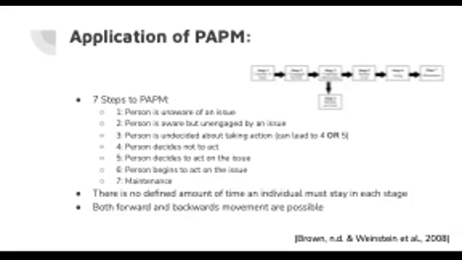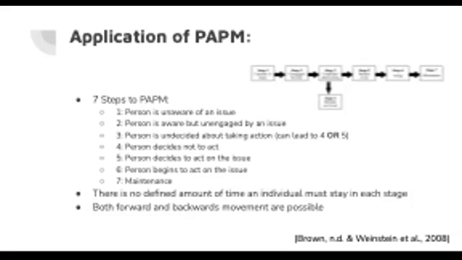Should an individual enter stage 5 and choose to act, they will then move into stage 6, where they are actively acting on the issue. PAPM suggests that while detailed implementation information is uninteresting to those in early stages, it's pertinent information to those who have decided to act in stage 6.